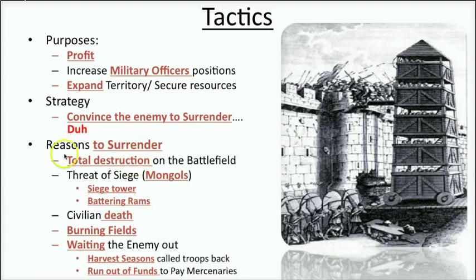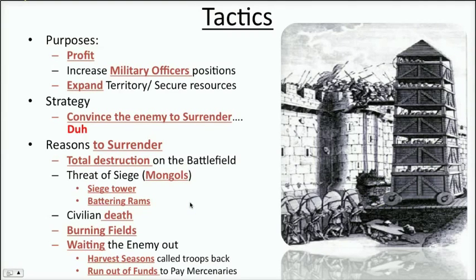Now, there's many different reasons you may surrender. So certainly total destruction on the battlefield. If you don't surrender, you're going to lose everything. You lose your soldiers, you lose your fort, you lose your weapons. Sometimes if you surrender, you're able to keep some of those things. One of the reasons that people did surrender, they had the threat of siege warfare, which is very, very difficult warfare. You use siege towers, battering rams. The Mongols were really, really good at this.